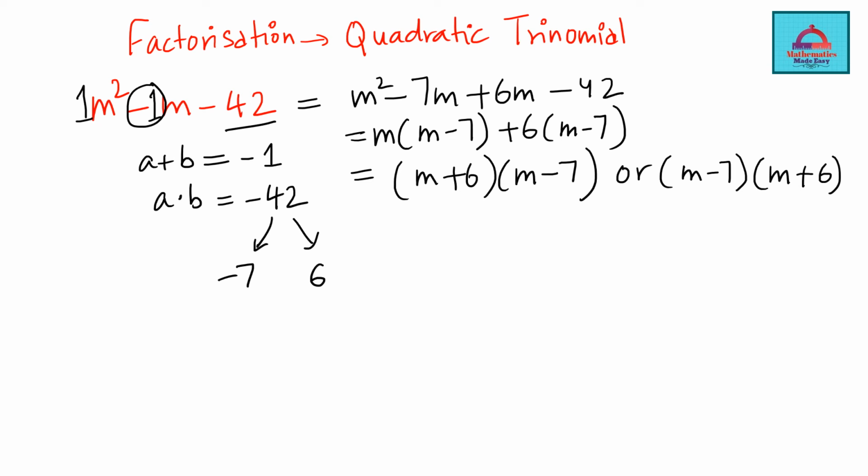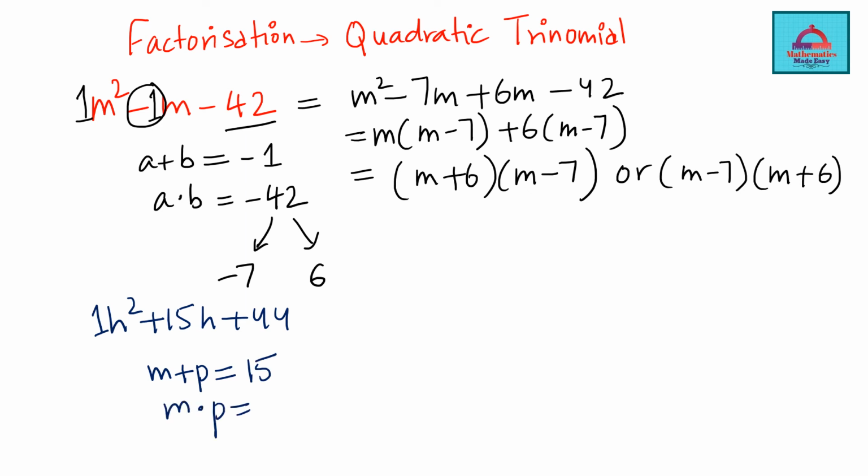Let's take another example. This is h square plus 15h plus 44. Again, here the leading coefficient is 1. So we have to choose two numbers, say m and p, such that their sum is the middle term 15 and their product is the last term, which is 44. So what can be the factors of 44? 4 and 11. Let's see if they work. Yes, they work perfectly.